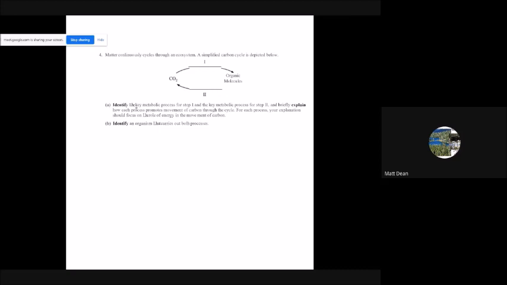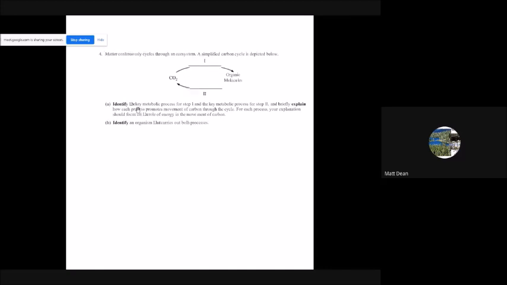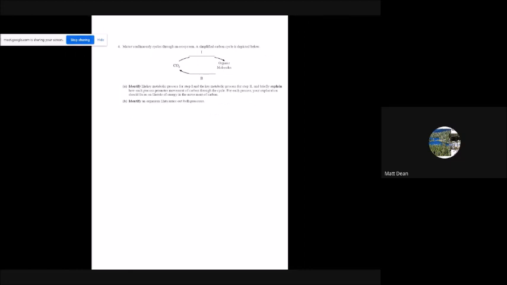And this is really hard to read. This is identify. I think this is saying identify the likely metabolic process for step 1 and for step 2. And part B says identify an organism that carries out both processes. So here's what I'm hoping that you see.